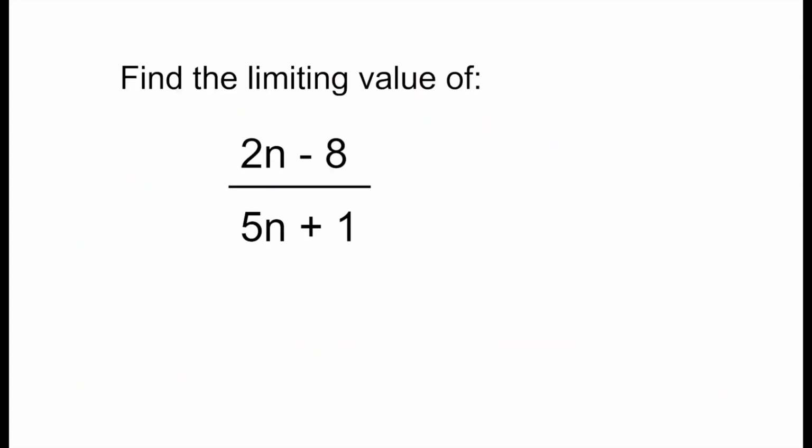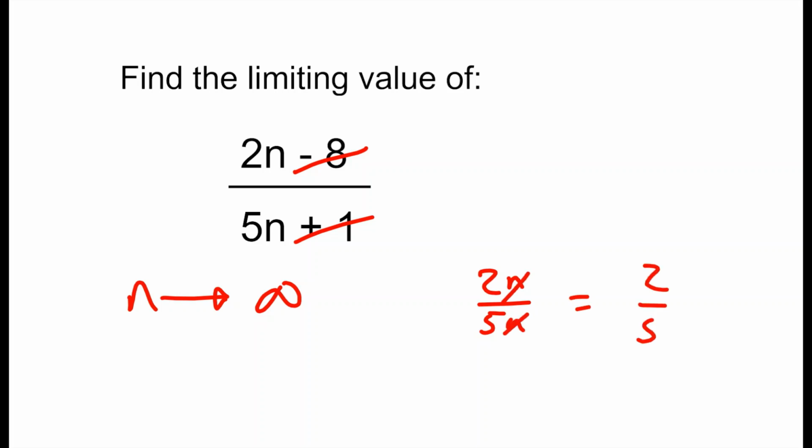So let's have a look at another example. What is the limiting value of 2n take away 8 all over 5n plus 1? Well, we know when n tends to infinity, this take away 8 and this plus 1 is going to become less impactful. They're going to become insignificantly small. So we're going to end up with 2n over 5n, which we can cancel down to 2 over 5.